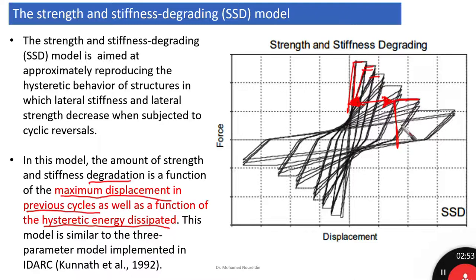And the hysteretic energy dissipated at each cycle is a function of how much energy was dissipated in the previous cycles. So it is a function of 2 different things: the hysteretic energy dissipated before and the maximum displacement in the previous cycles. This model is similar to a famous model presented by Kanath et al. in 1992, called IDARC.